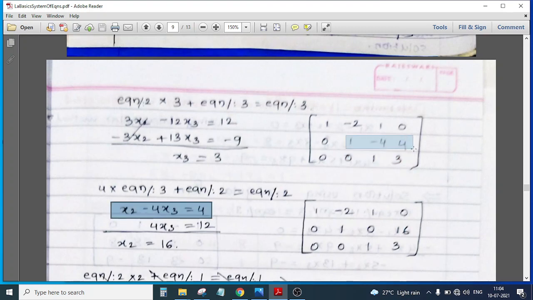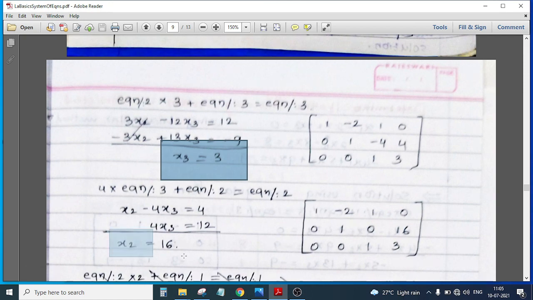That is nothing but your equation 2. Then 4 times equation 3, that is 4 into 1 and 4 into 3, that is 4x3 is equal to 12. So this plus and minus would get cancelled here. What will we get here? We'll just get x2, and 12 plus 4 is 16. So what is the coefficient of x2 here, friends? 1. So here we have written 1, and the rest are all 0. So this is equal to 16. So we have got our x3 which is 3, and we have got our x2 which is 16.